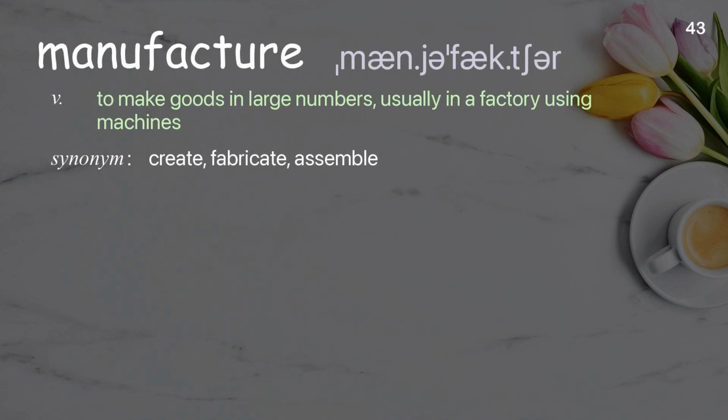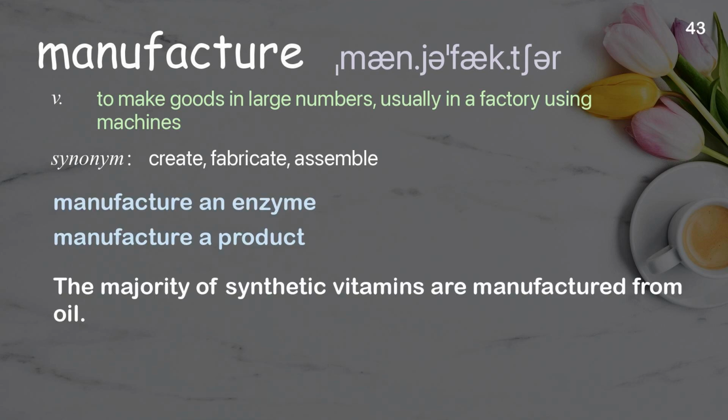Manufacture: To make goods in large numbers, usually in a factory using machines. Examples: manufacture an enzyme, manufacture a product. The majority of synthetic vitamins are manufactured from oil.